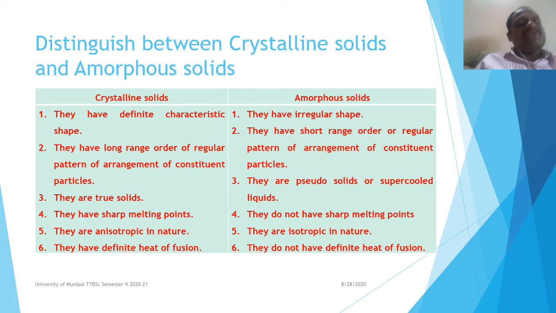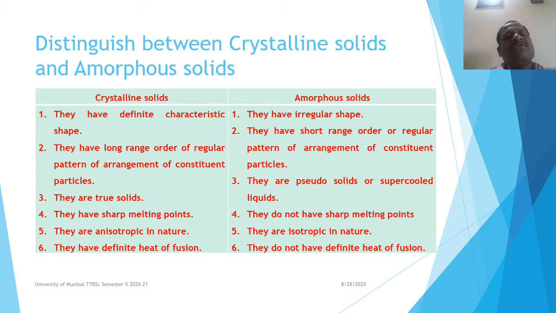While an amorphous solid does not have a sharp melting point. It means if you have chalk and you melt that chalk, if its melting point is, let's say, 500, it may start to melt at 490 or it may start after 510. So the melting point is not sharp.